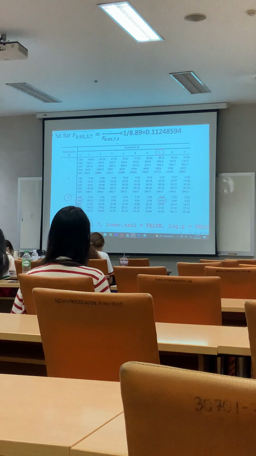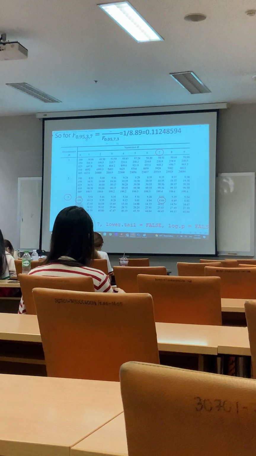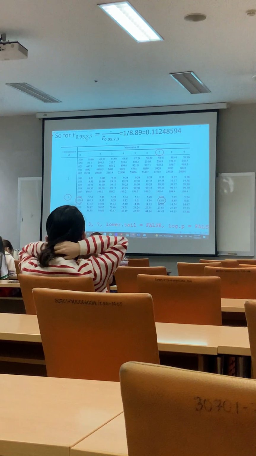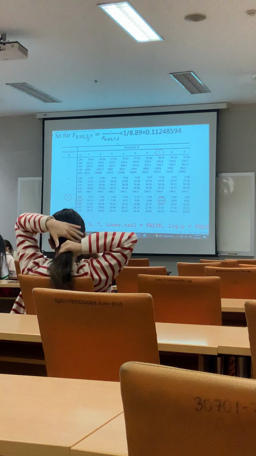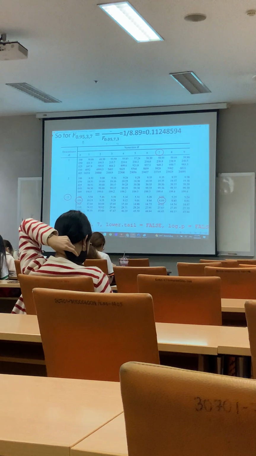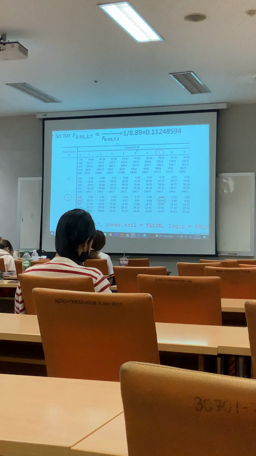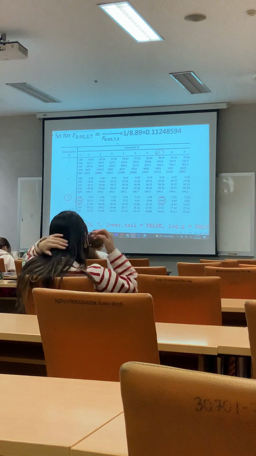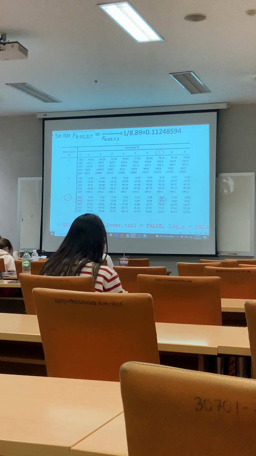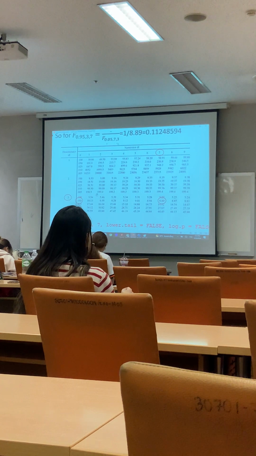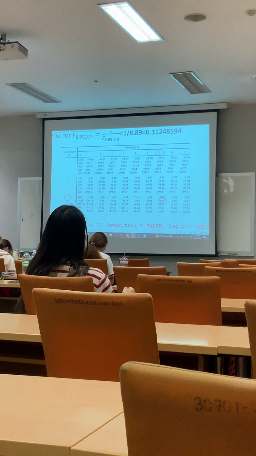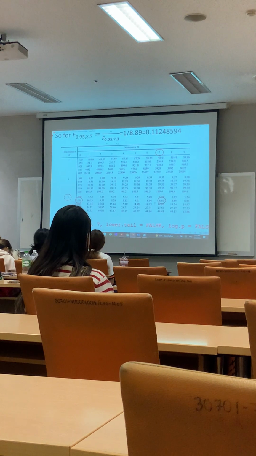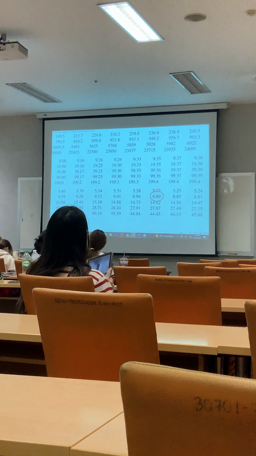Even though originally we want 3 to be the numerator degree of freedom, because we have to use this formula, we have reversed it. So now we look at the numerator degree of freedom at 7, right? And then the denominator degree of freedom at 3. So it's going to be, again, this section of the whole distribution. And then we want 5%, so it means that the number that we want is 8.89.